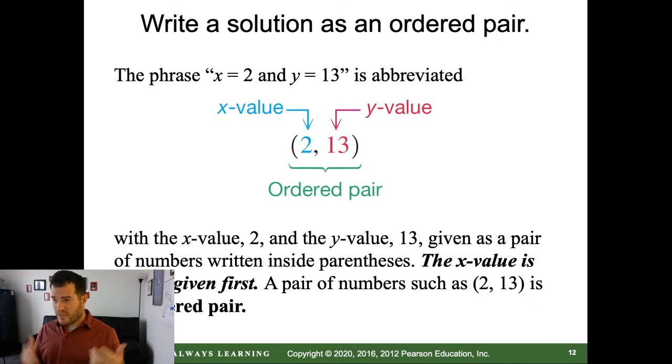So how do we write this as an ordered pair? Remember an ordered pair, and we've already done this a little bit, so I'm not going to spend too much time on it. The first value is the x value, the second value is the y value. That's probably the biggest thing to remember for this lesson. The x value is always given first. A pair of numbers such as 2, 13 is what we call an ordered pair.